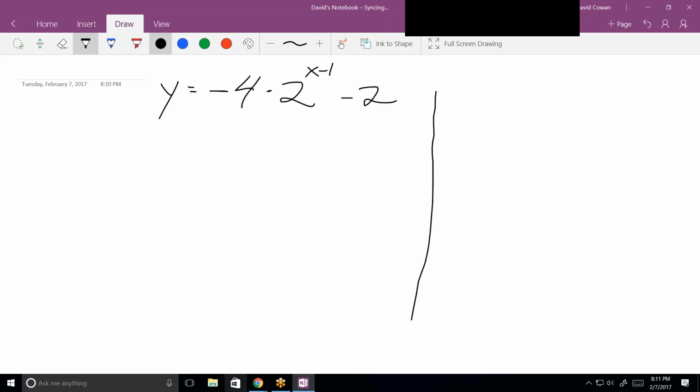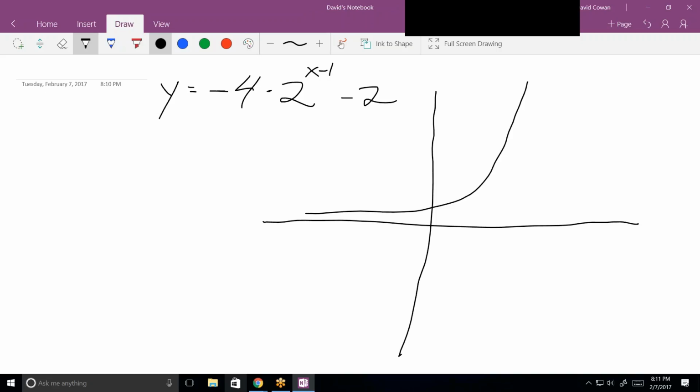So let's draw the parent function, which is 2 to the x. Going through that point again. That horizontal asymptote. The first thing you always want to do is the reflections. Okay, so let's do these one at a time. I'll do them in different colors.